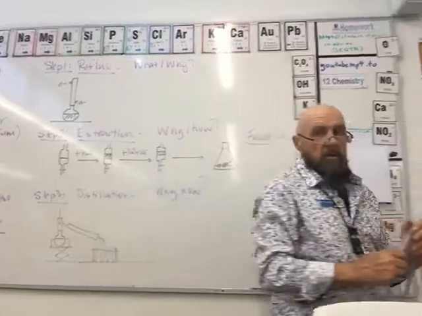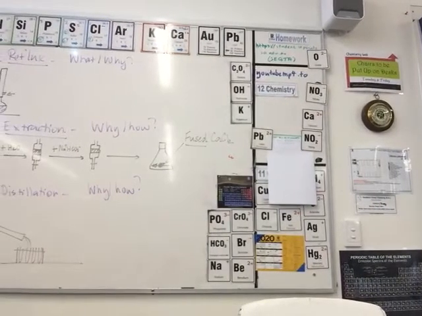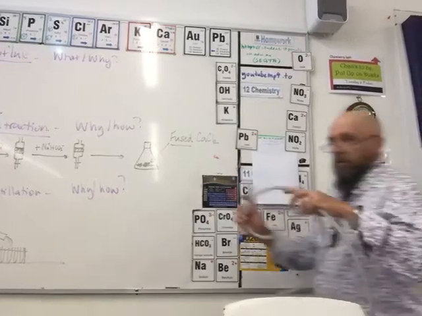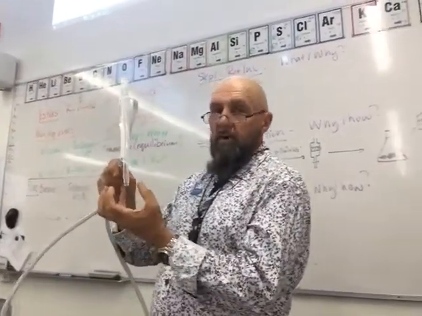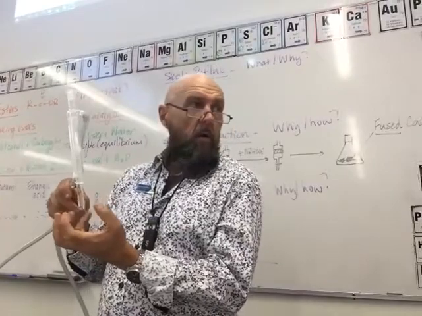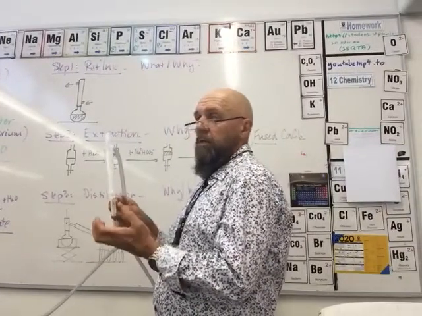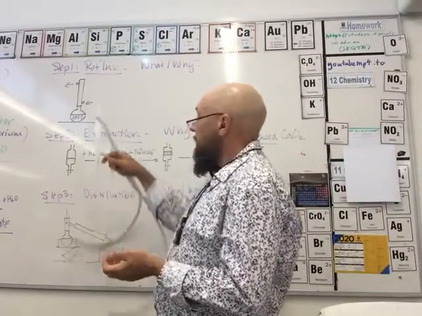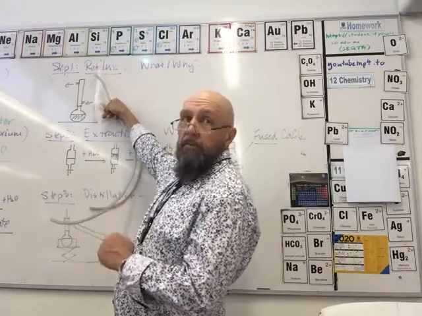We use a round bottom flask, and we did that again early in the year. That'll sit on the bottom of our condenser. What we do then is we use a heating mantle. Some schools will use Bunsen burners, but we use heating mantles because there's no naked flame. That sits there for about 40 minutes and it boils.